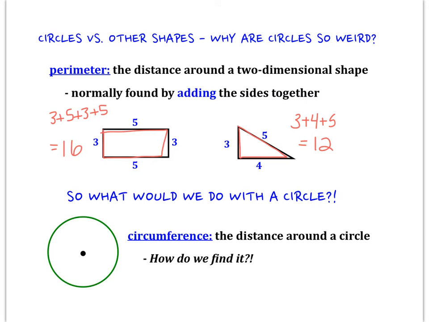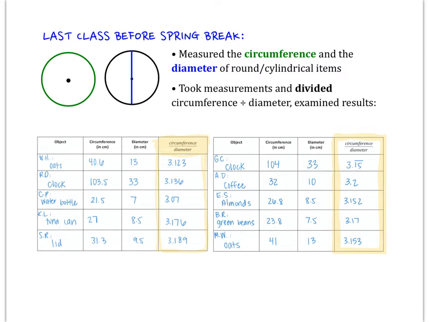The last class before spring break, we spent measuring the diameter and the circumference of different round cylindrical items. If you remember, we had things like coffee tins and water bottles and big clocks from rooms. We measured the distance around the outside and then the distance straight across from end to end through the center of the circle. We then took those measurements and divided them, the circumference divided by the diameter. And we looked at some results.